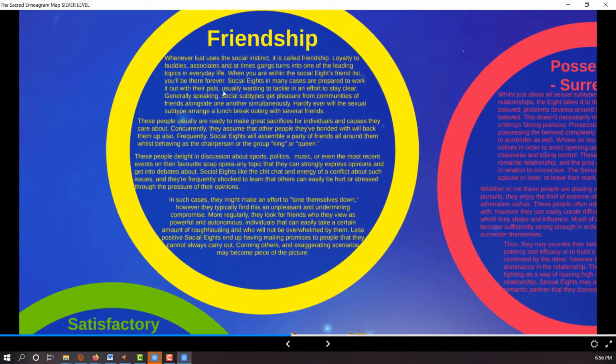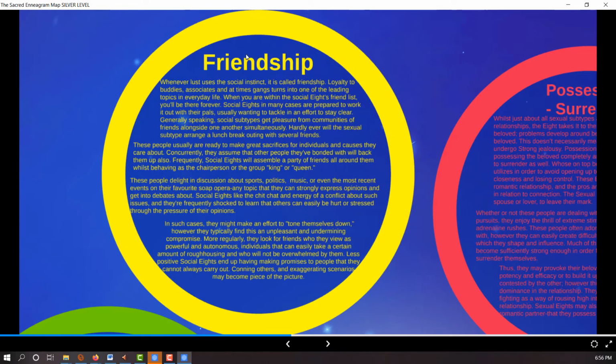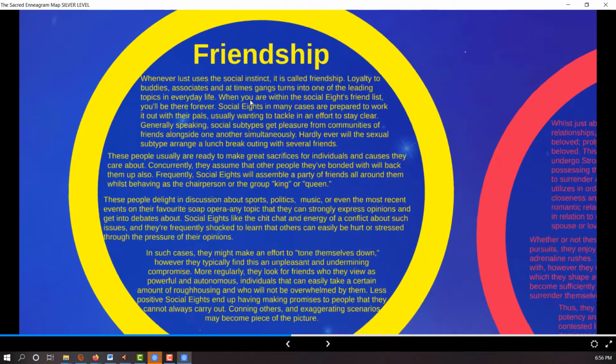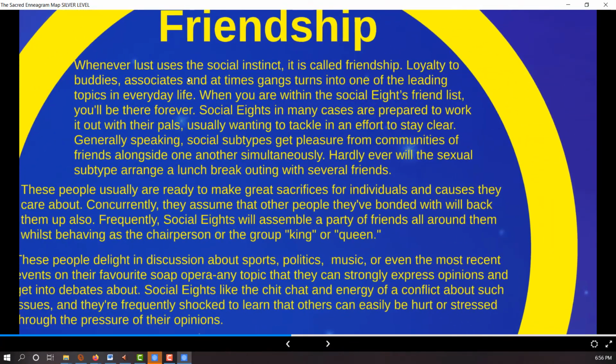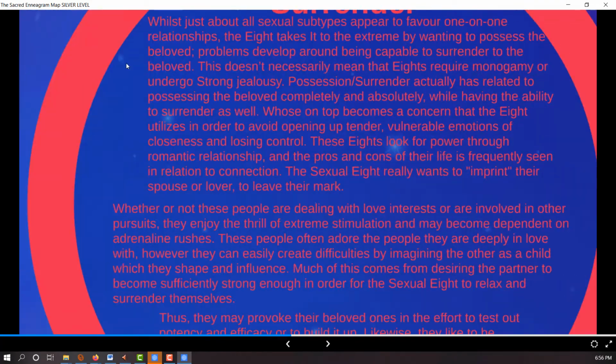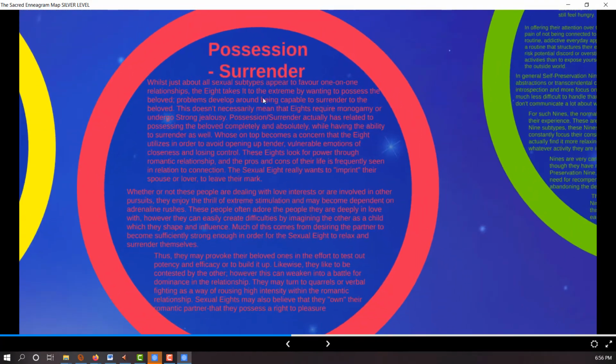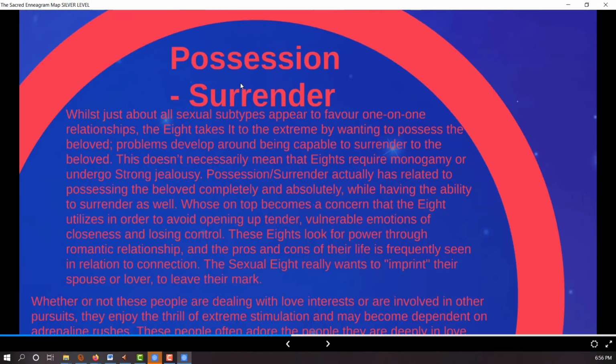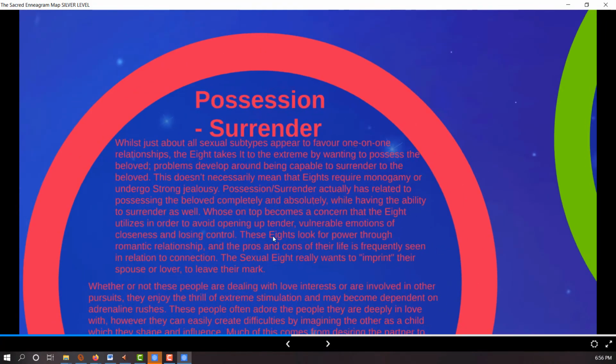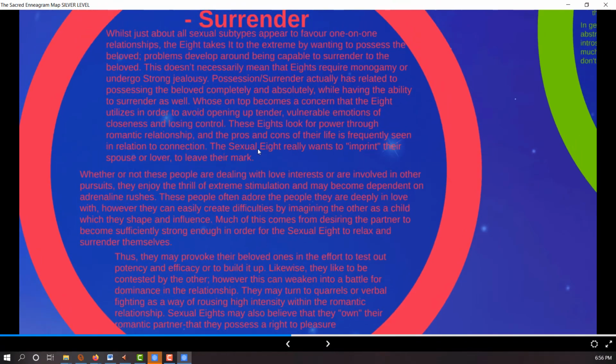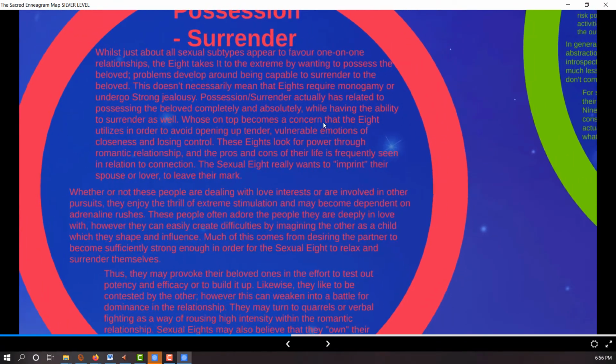And we also have the social instinct. So the social instinct for Enneagram Type 8 is friendship. And it goes into illustrating with all this information here of what it looks like for Enneagram Type 8 with the social instinct. And over here we have the sexual instinct for Enneagram Type 8, which is called possession and surrender. And it goes into what that looks like for Enneagram Type 8 with the sexual instinct.